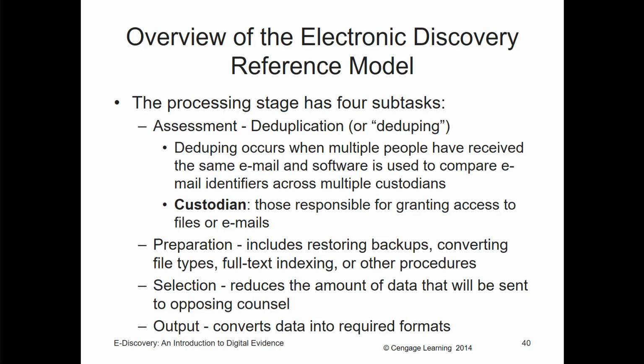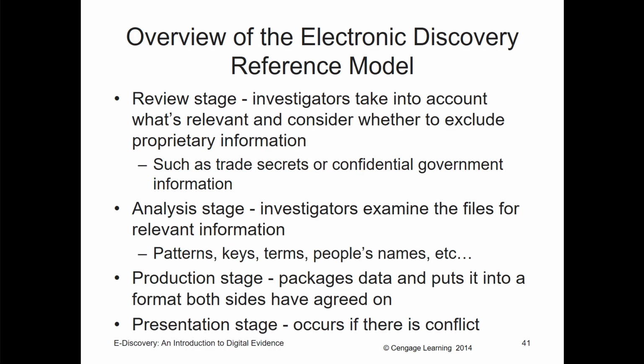So there is a very specific structure to the EDRM model. In the review stage, the investigators take into account what's relevant and what's not, and whether to exclude proprietary information, such as trade secrets, confidential government information, or other secretive information that may be redacted. We have the analysis stage, where investigators examine the files for relevant information, patterns, keywords, terms, people's names, personally identifiable information, PII, or health records maybe.